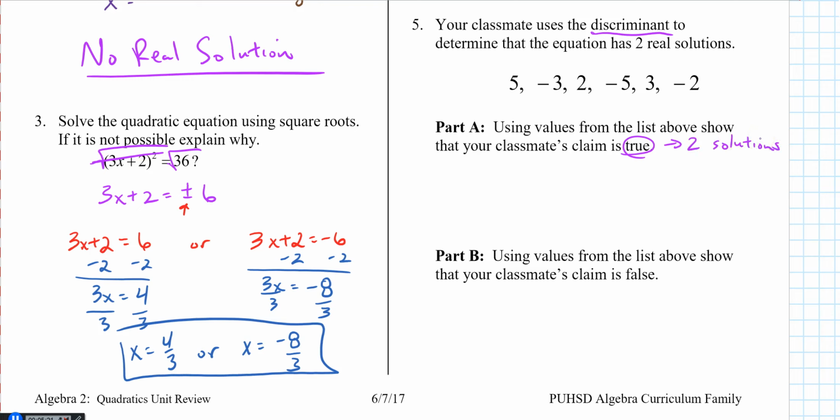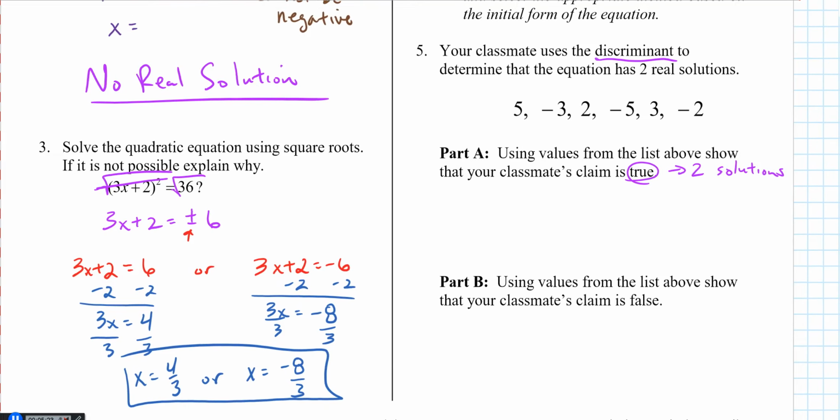Well, if we remember from our notes, first of all, the discriminant was b squared minus 4ac. It was the underneath of the radical. And we had three rules. If b squared minus 4ac was greater than 0, we had two solutions.